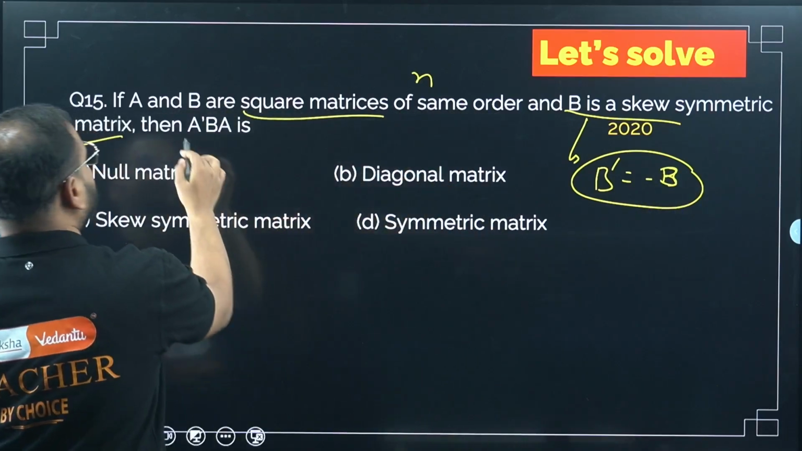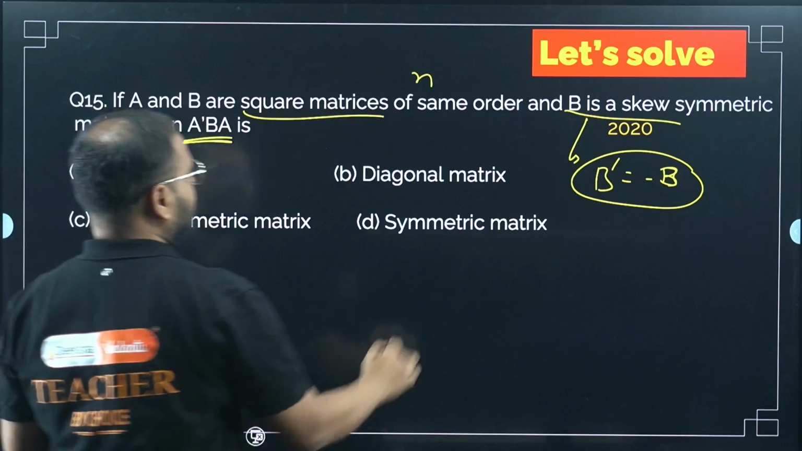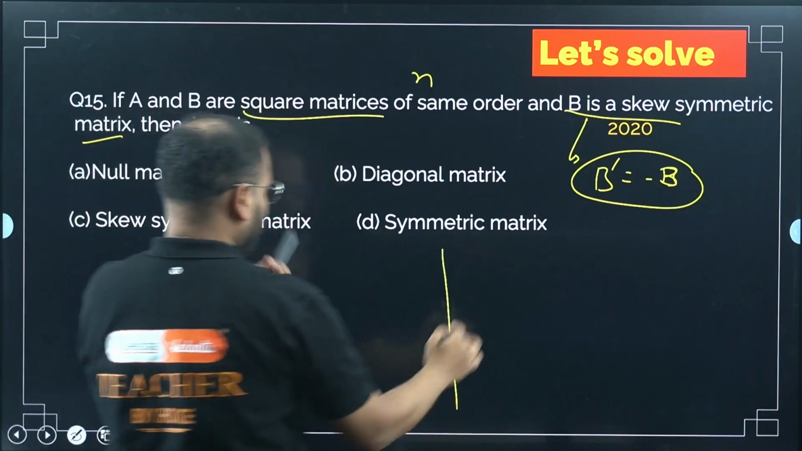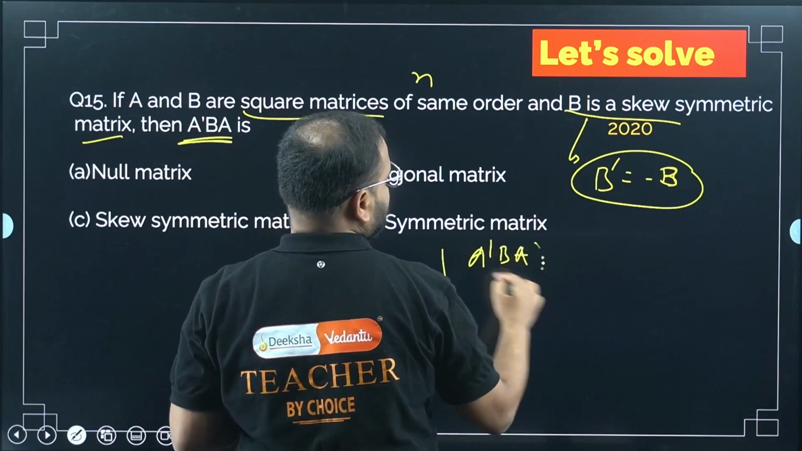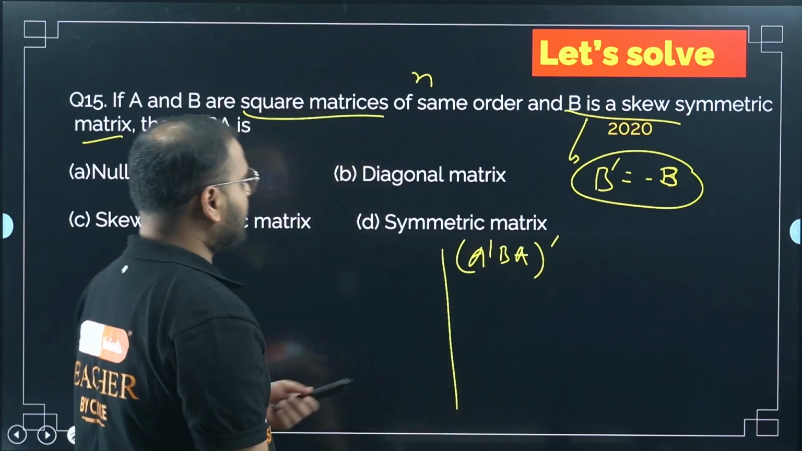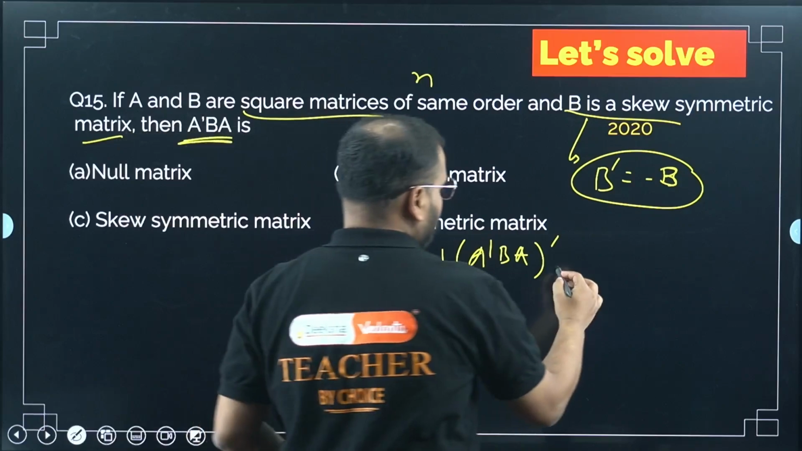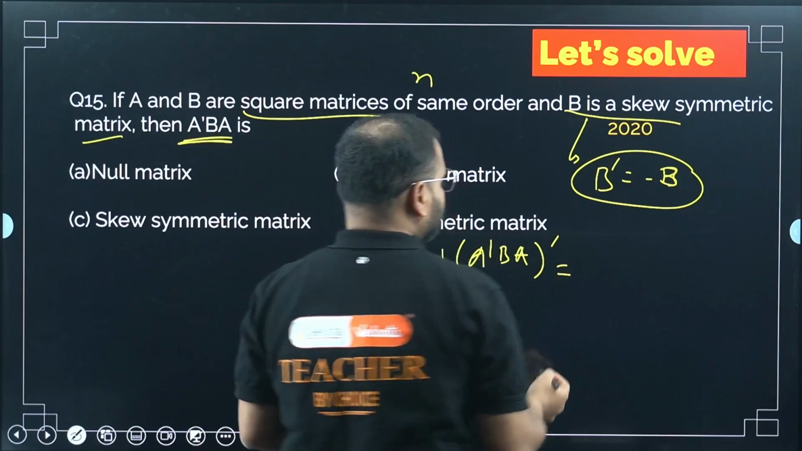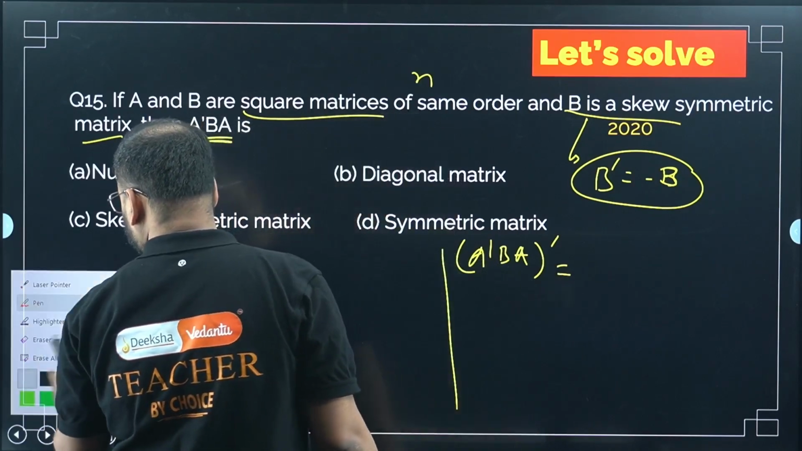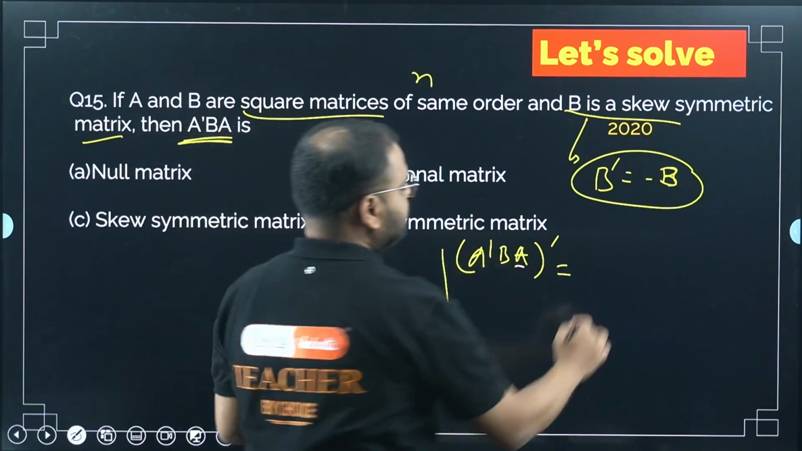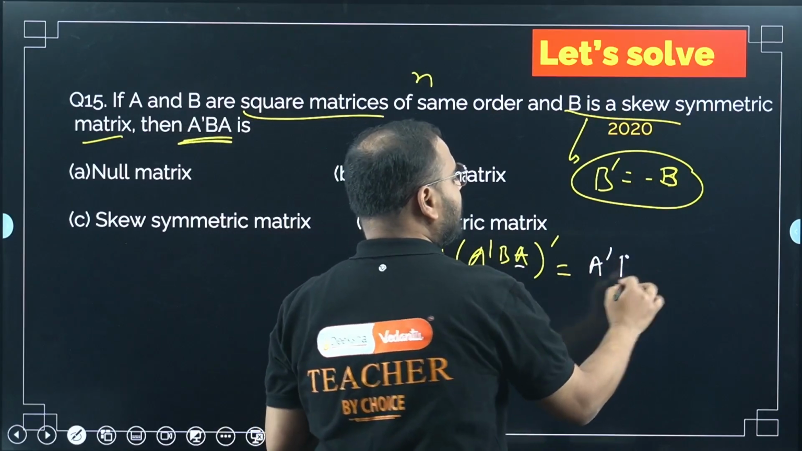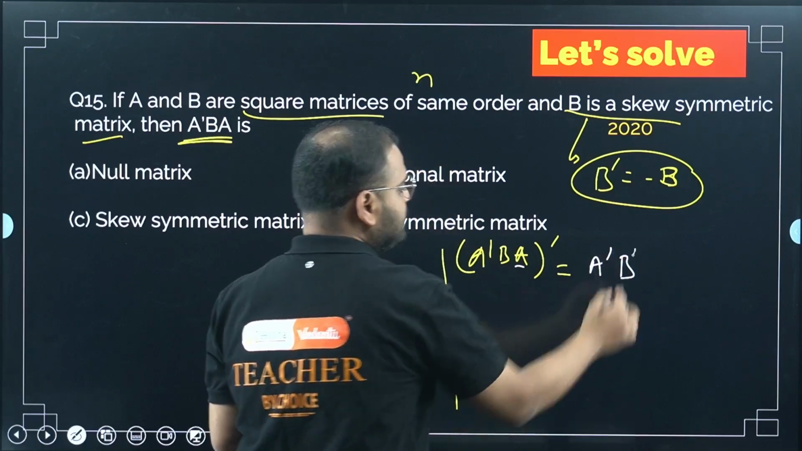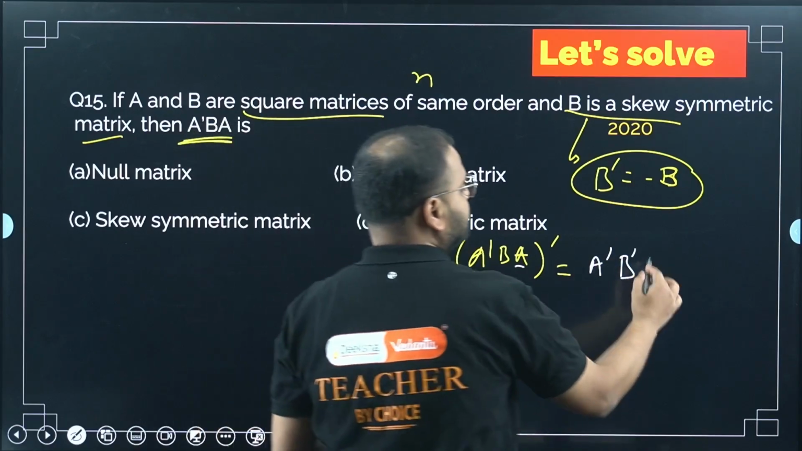They are asking us what is the nature of A dash B A. Please take the transpose of this also. We'll try to identify the nature from here. Please check here. The order is important. This A will come first. So A transpose. What will happen to B? B will remain in between only. Correct? So B transpose.